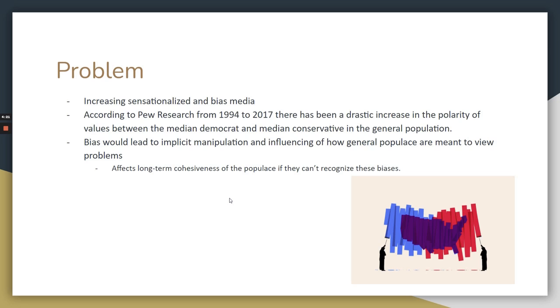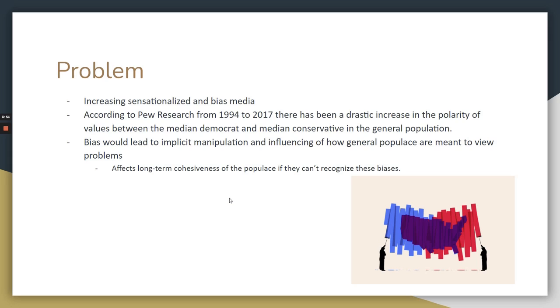For example, according to Pew Research, from 1994 to 2017, there has been a drastic increase in the polarity of values between the median Democrat and median conservative in the general population. Essentially, this means that our state has become very bipartisan, with the average right-leaning supporter and the average left-leaning supporter being very different in their views.